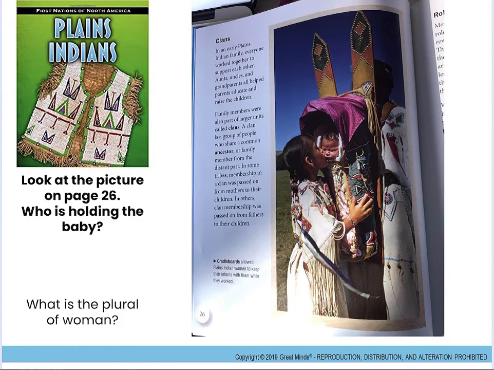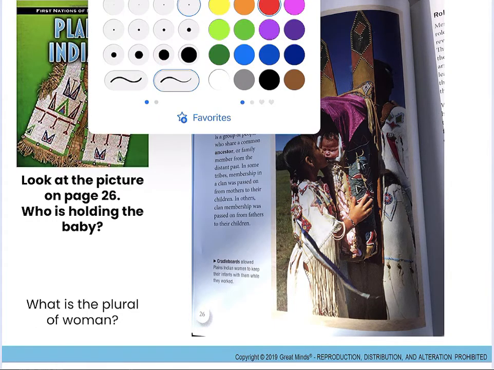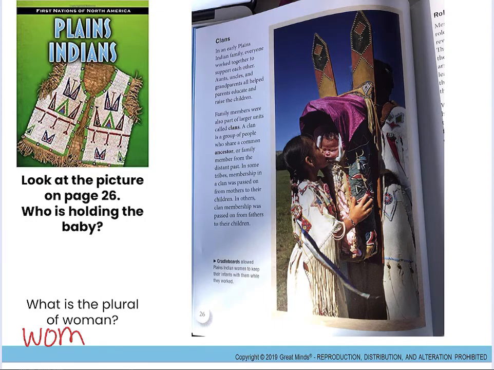Who is holding the baby? It is a woman holding the baby. What is the plural of woman? One woman, many what? Right, women. We talked about how irregular plural nouns aren't just adding an S or an ES to the end. The word changes without adding an S or an ES at the end to show that there's more than one.